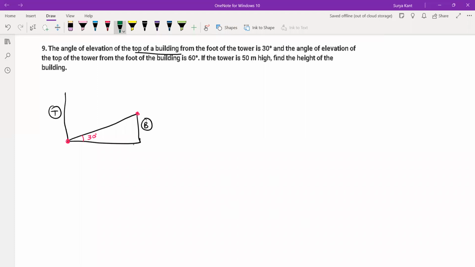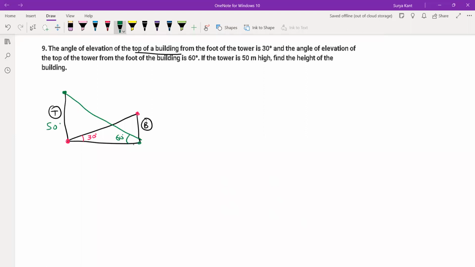Angle of elevation of the top of the tower from the foot of the building. So now this angle is 60 degrees. If the tower is 50 meters high, find the height of the building. So the building height you have to find.